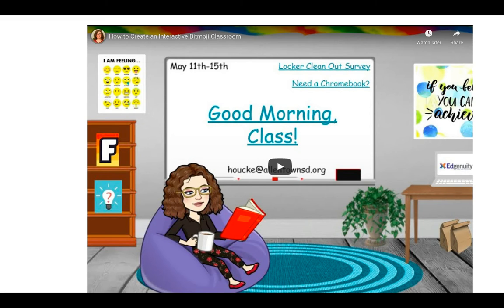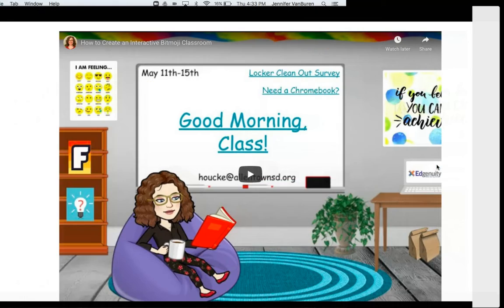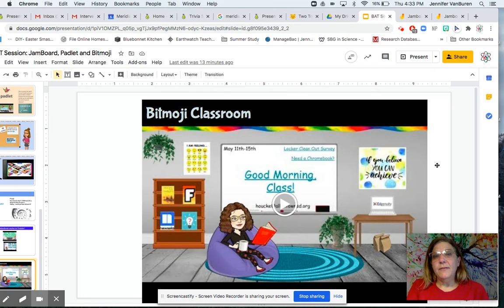And finally, I know some of you wanted to talk more about these Bitmoji classrooms and how to create an interactive Bitmoji classroom. I don't know when we can work on that together, but I think it's fun, and it also helps to get the kids engaged at any rate. So that was the basics of the BAT session today.